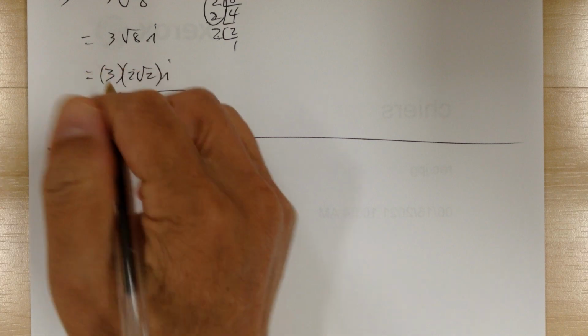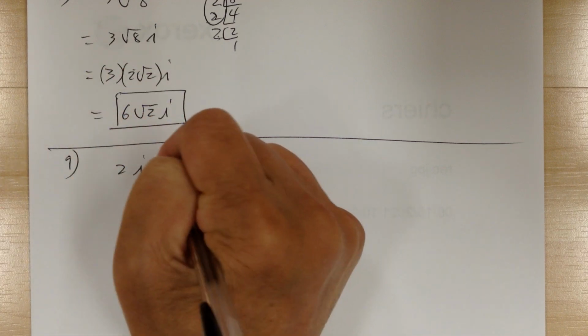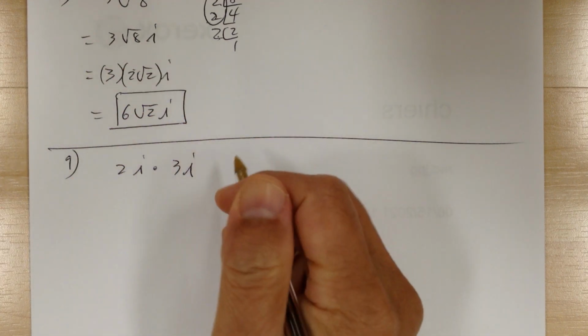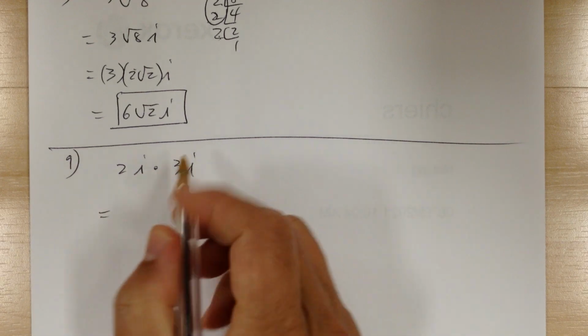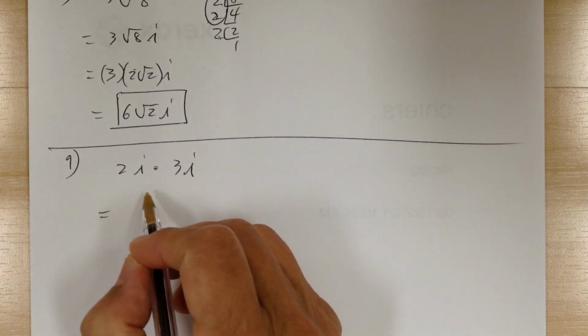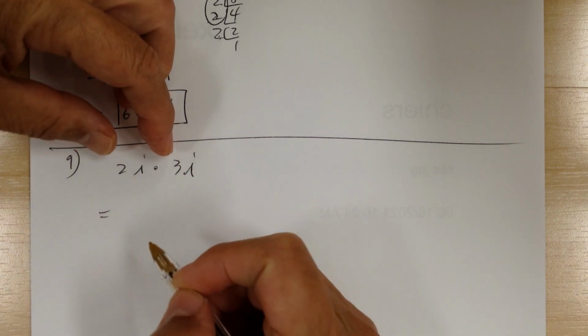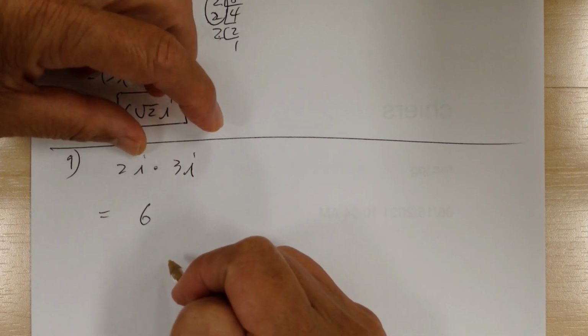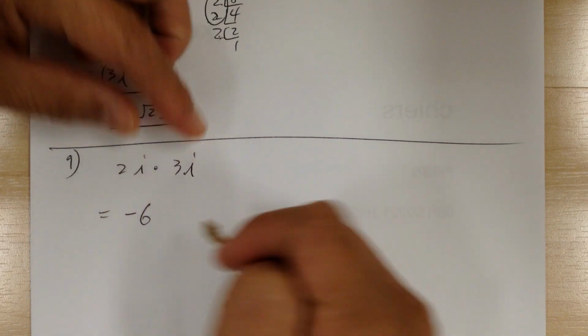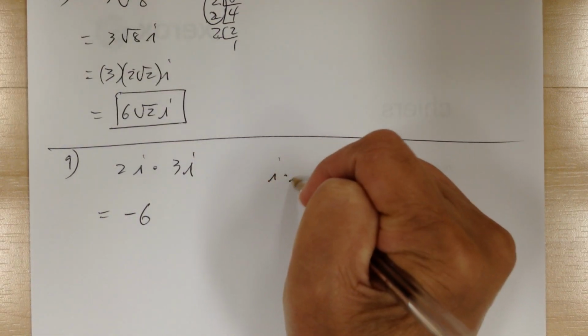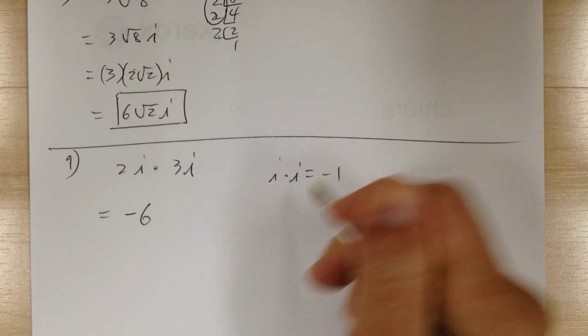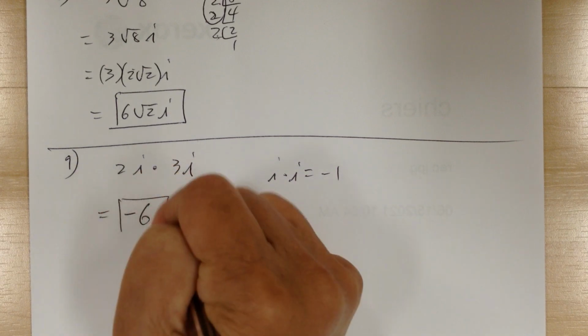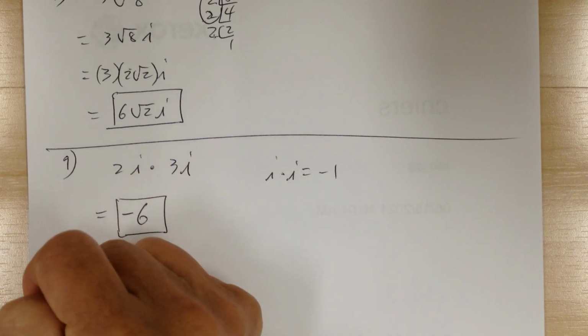Okay, number 9. You have 2i times 3i. Okay, so when you multiply, again, i is like an imaginary number. So when you multiply, you only multiply the same type of number. So 2 times 3 will give you 6. i times i gives you negative 1. So remember, i times i is equal to negative 1. So you got to remember your imaginary numbers.